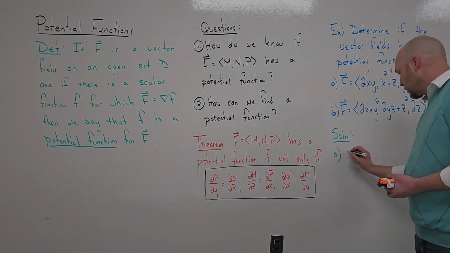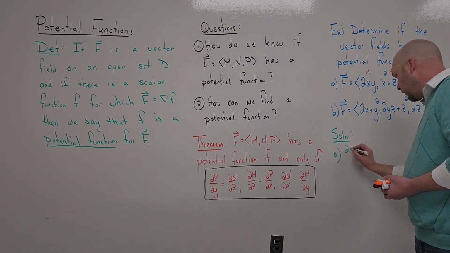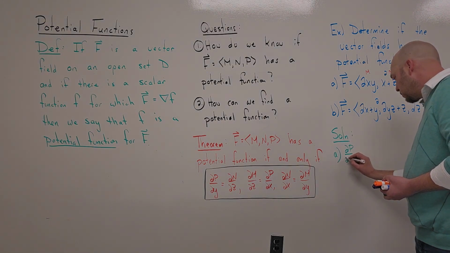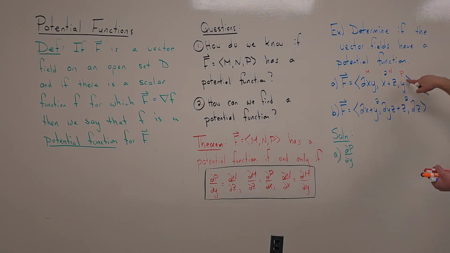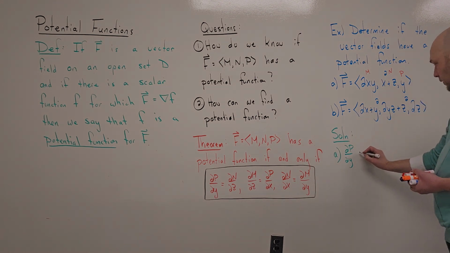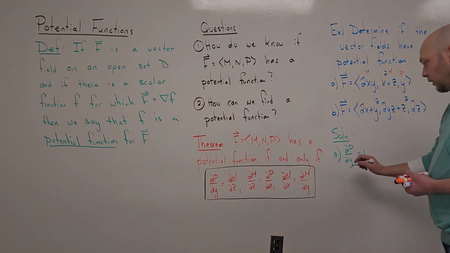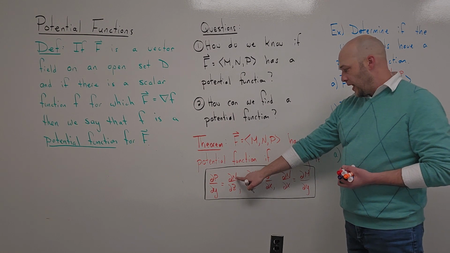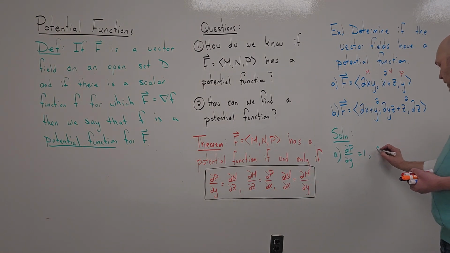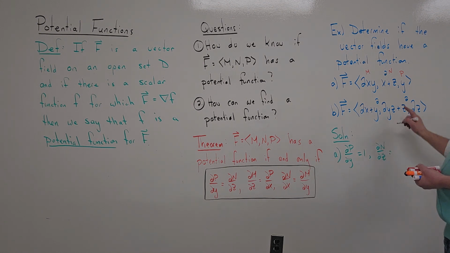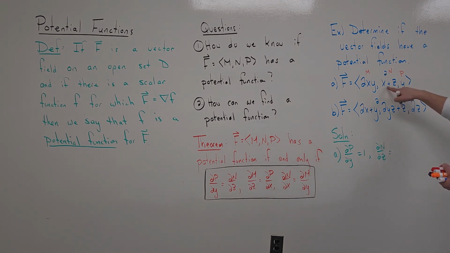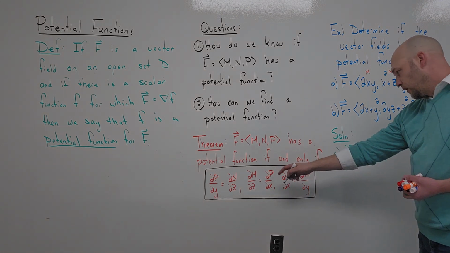So for this function here, the partial derivative of P with respect to y is 1. And then the partial derivative of N with respect to z, so dN/dz. N is the middle component, partial derivative with respect to z is 1. Okay, so the first equation is satisfied. Let's look at the middle equation.